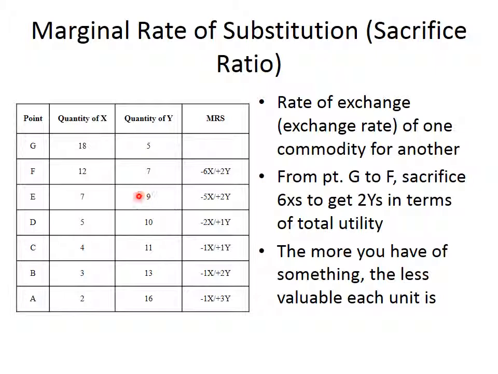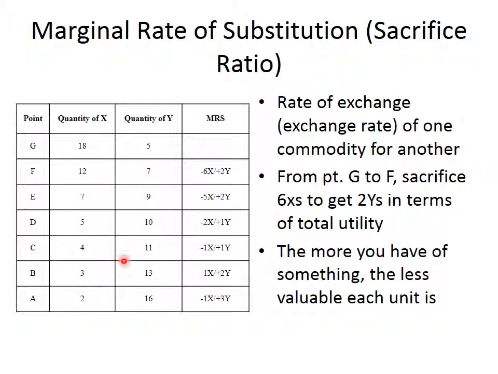Okay, now what do we see by that? In the next instance, I sacrifice 5 X's and get 2 Y's. Then I sacrifice 2 X's and get 1 Y. Then I sacrifice 1 X and get 1 Y. Then I sacrifice 1 X and get 2 Y's.